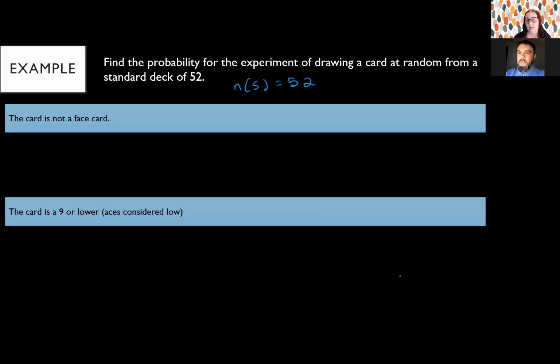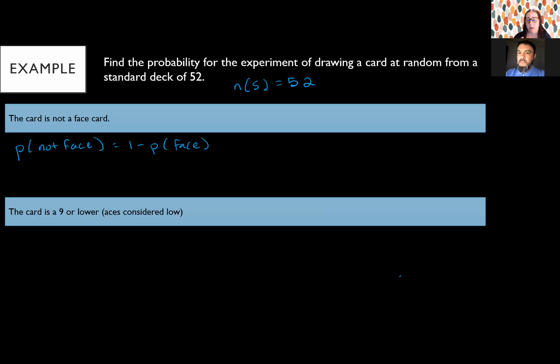So when you see something that says the card is not a face card, whenever you see the word not, that basically tells you you're going to find a complement. You don't have to do it this way, but it lends itself to using the complement. So the probability that it is not a face card is 1 minus the probability that it is a face card. There are far fewer face cards than other cards, so it's easier to do it using the complement because there's fewer cards to deal with, just smaller numbers.